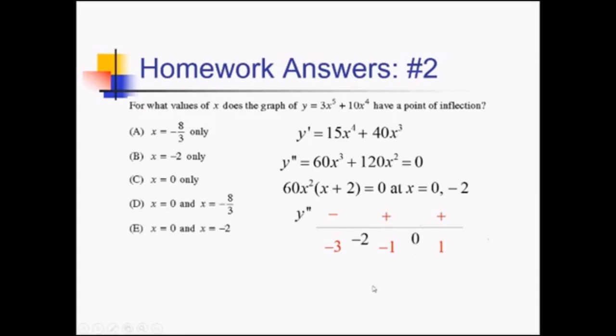So we see that y double prime changes sign at x equals negative 2. Therefore, the graph y has a point of inflection at x equals negative 2. And then that would give us choice B, negative 2 only.